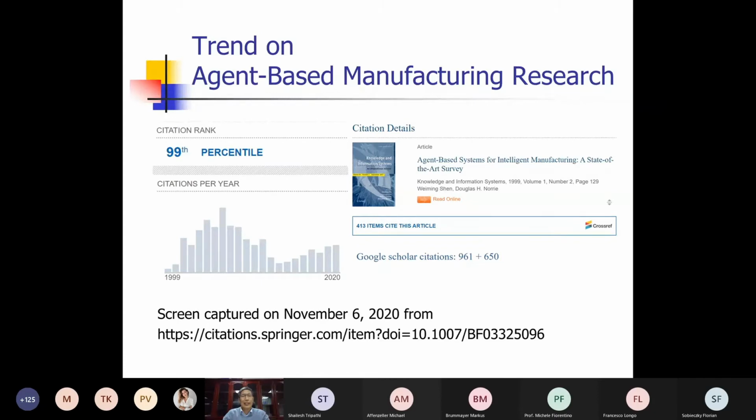Can you see my second slide now? Looks like it's not loading. It's working. Next. Yeah, it's working. Oh, okay. So this is interesting slides.